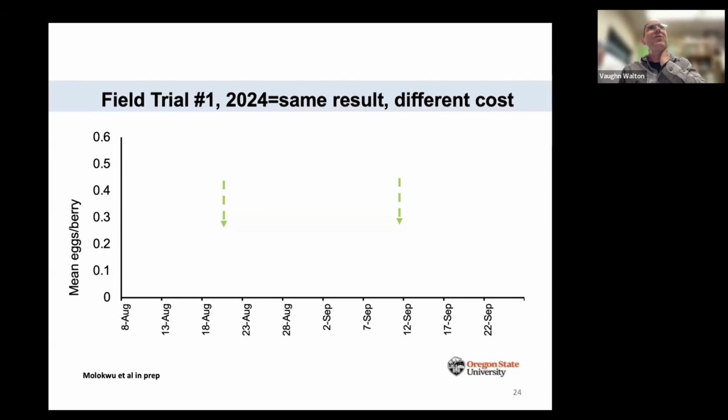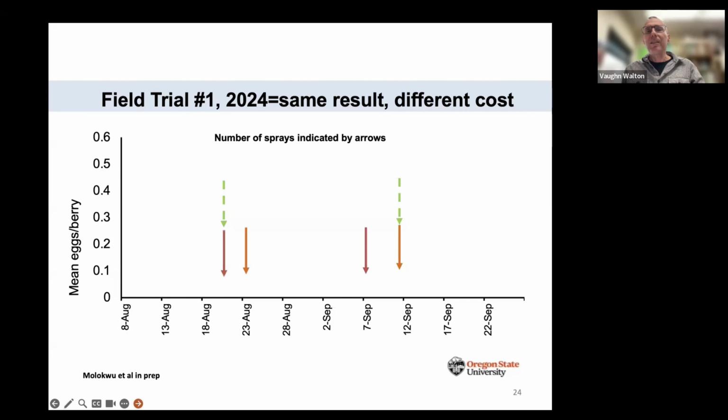As I said, we were sampling twice a week, in the grower standard as well as in the buffer. Our growers applied Entrust twice. Every time we see this green dotted line, that's 2 full cover applications at 6 ounces an acre of Entrust.